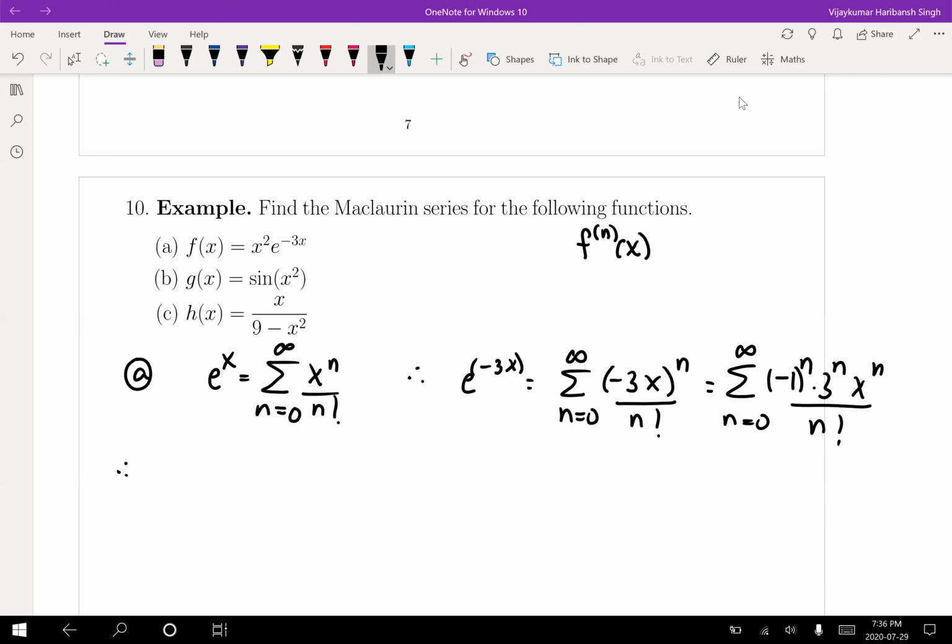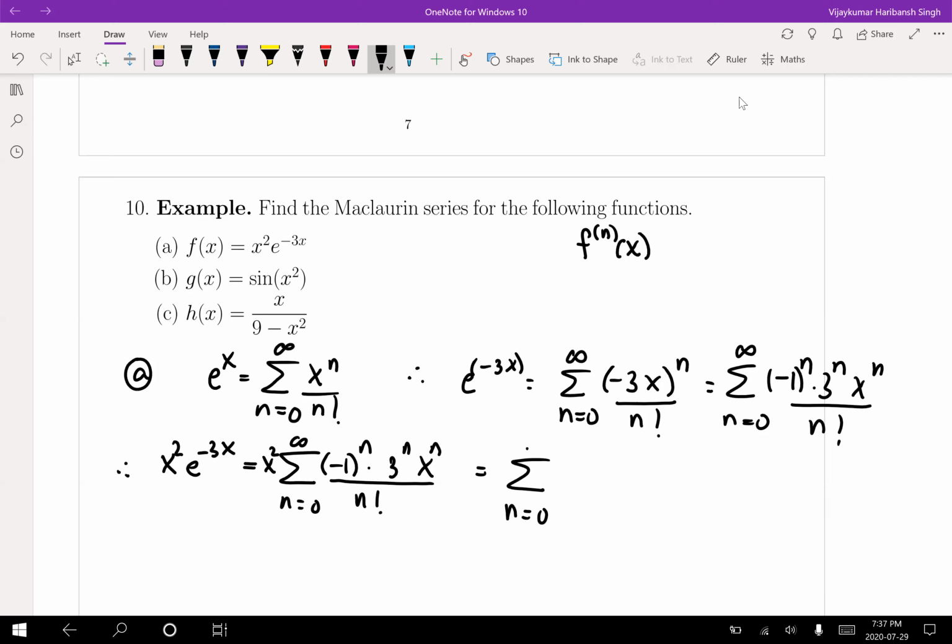So therefore, x squared e to the power minus 3x is going to be summation n equals 0 to infinity of minus 1 to the power n, 3 to the power n, x to the power n over n factorial, and you're multiplying by x squared. That x squared comes inside and bumps up the power of x by 2. So you get x to the power n plus 2 over n factorial.